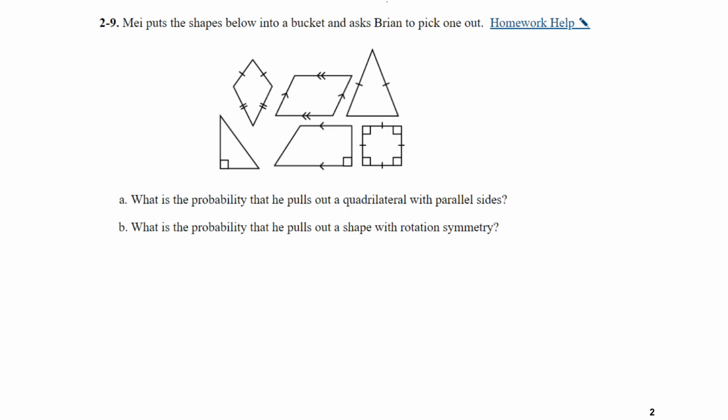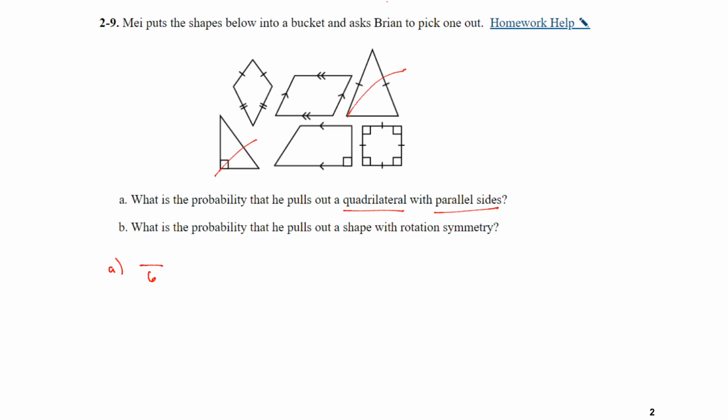Question 2-9. May puts the shapes below into a bucket and asks Brian to pick one out. What is the probability that he pulls out a quadrilateral with parallel sides? So for part A, we're looking for how many total options do we have, and there are a total of 6, and then which ones are quadrilateral but also have parallel sides. So the triangle's out, that's not a quadrilateral, that's not a quadrilateral, so we have 4 remaining. Which ones also have parallel sides?